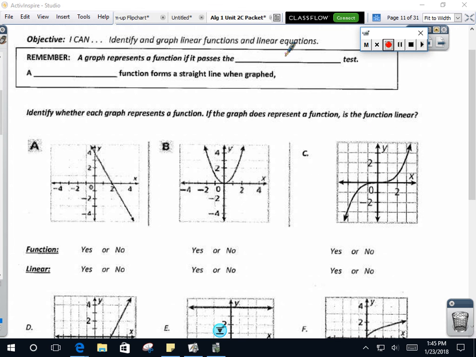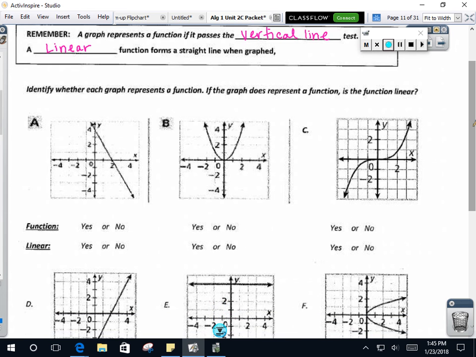Page 10. A graph represents a function if it passes the vertical line test. A linear function forms a straight line when it's graphed. Okay, so in A through F, they've given you a picture of a graph, and they want you to answer 2 questions. They want to know whether it's a function, which means does it pass the vertical line test, and they want to know if it's linear, which means does it form a straight line.